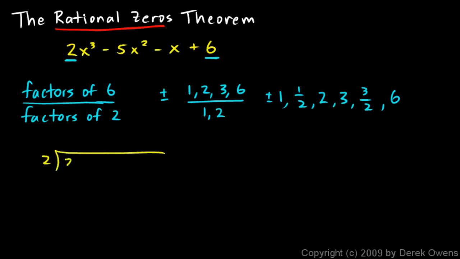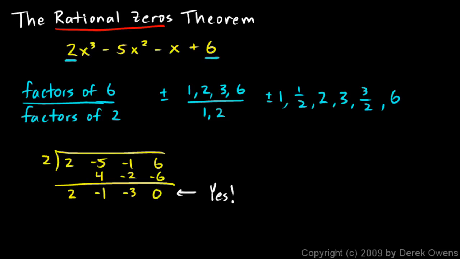And I write down my coefficients, 2, -5, -1, 6. And bring down the 2. 2 times 2 is 4. We add and we get -1. -1 times 2 is -2. And we add there and we get -3. -3 times 2 is -6. And we add and we get a 0. Aha. Right there. We have found a factor.